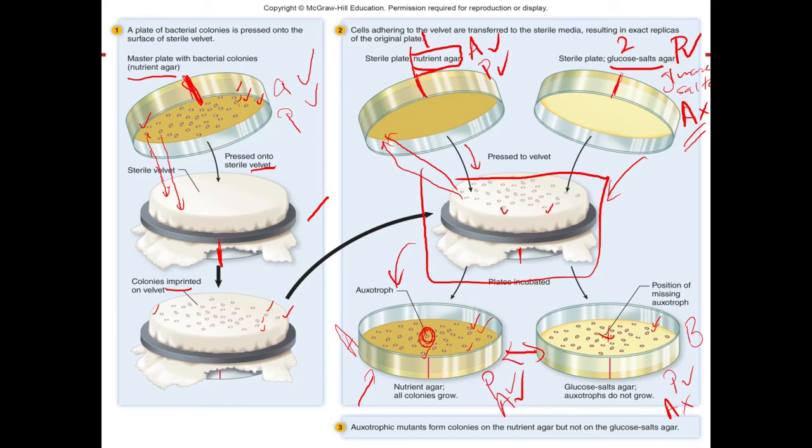And then you compare the position of the colonies between these two plates. And it's very important that the lines be drawn on the plates and that the lines are aligned so that you can compare the plates. If the lines are not aligned, then you wouldn't be able to compare the colony for colony.